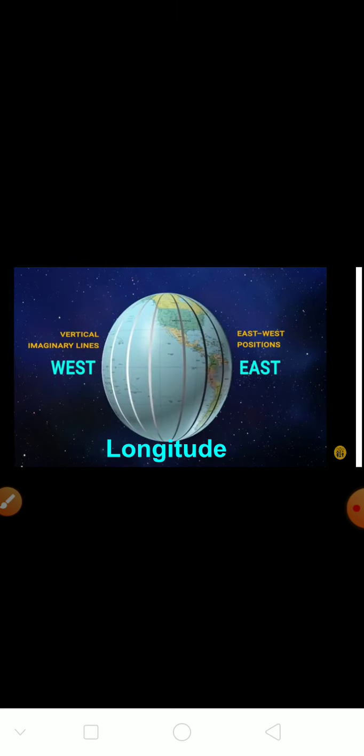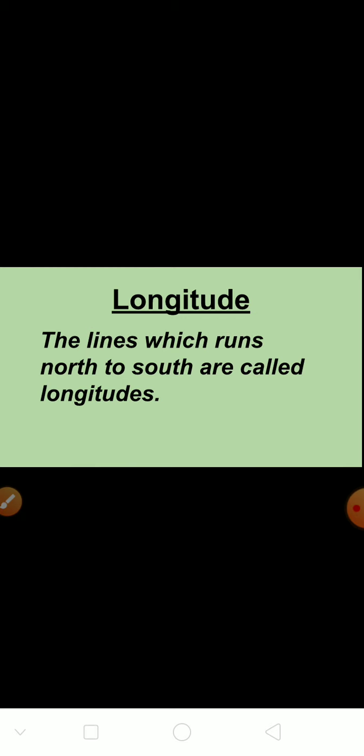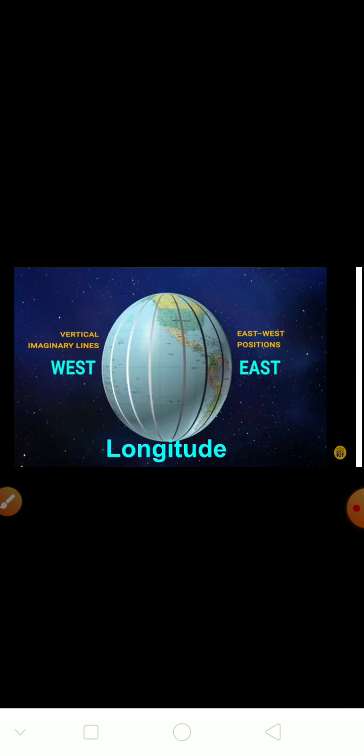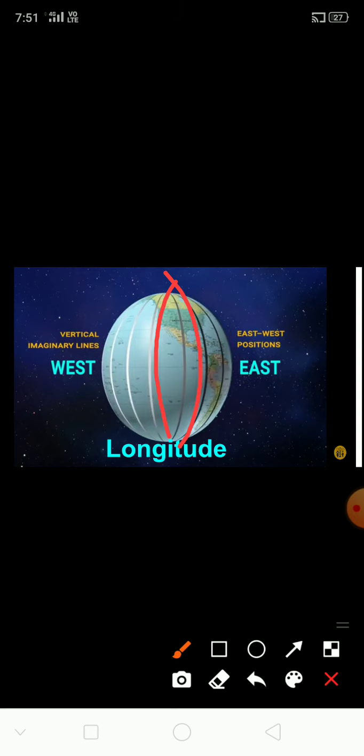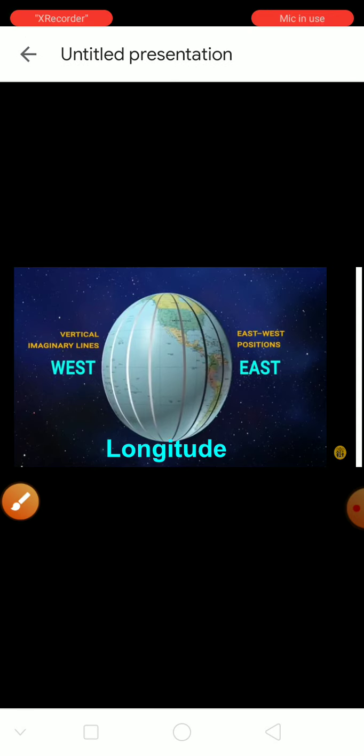So next I am talking about longitudes. We know that longitudes are the lines moving vertically. Vertical imaginary lines we call longitudes. Longitude is the angular distance from the prime meridian. The lines which run north to south are called longitudes. These lines move from the north pole to the south pole. We call that longitude.